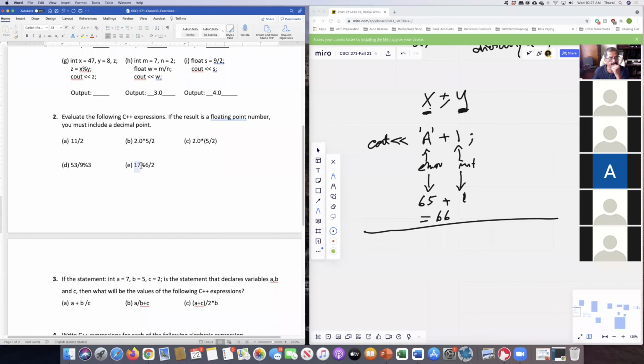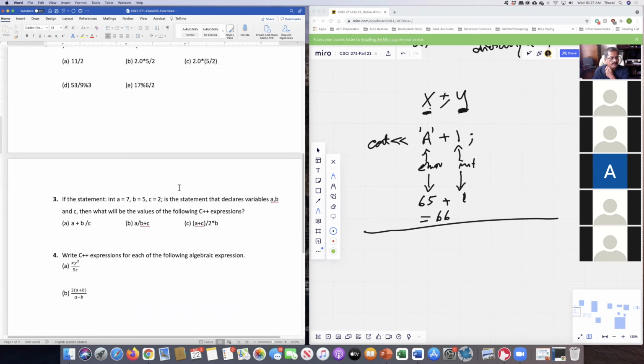Okay, let me explain. 17 modulus 6 means the remainder of dividing 17 by 6. 6 goes into 17 2 times with the remainder of 5. So the value of this operation is 5. Now you're dividing 5 by 2. 5 is an integer, 2 is an integer, so the result will be an integer, which is the integer part of the division, which is 2. 5 over 2 is 2.